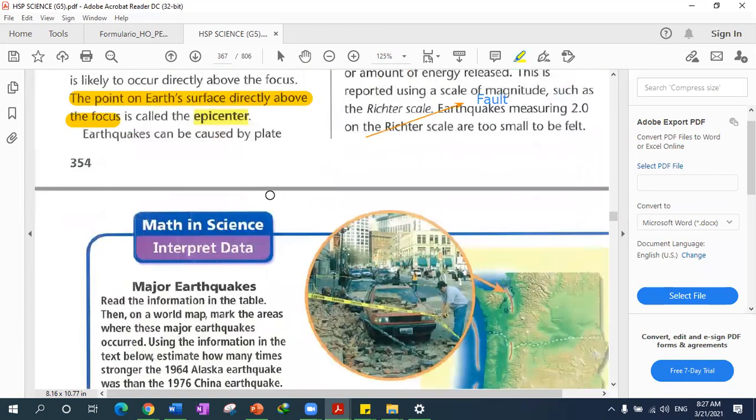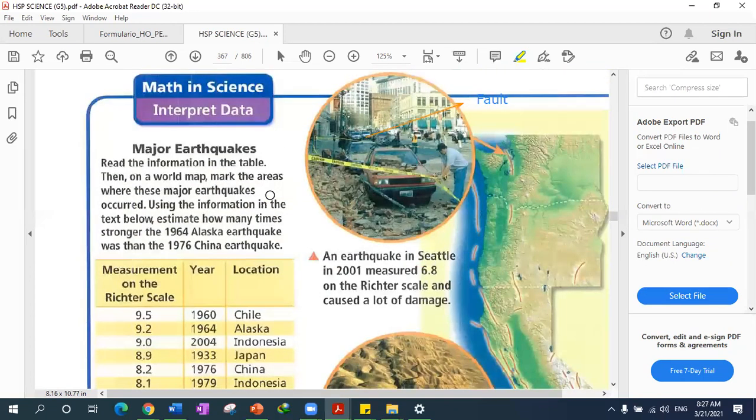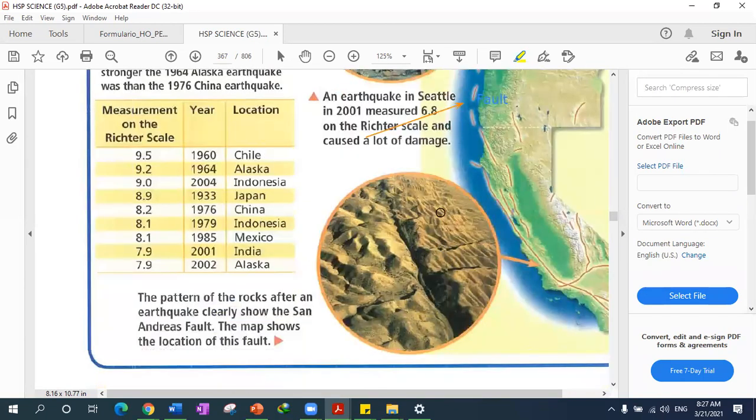Here you also have a picture of a crack on the Earth's surface. Can you see it? That's so scary. It can be so big. It can be so big, guys.